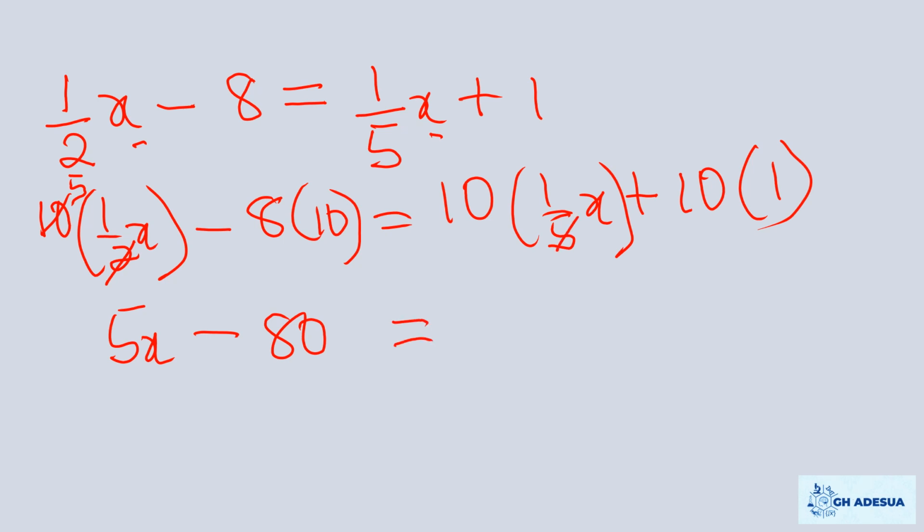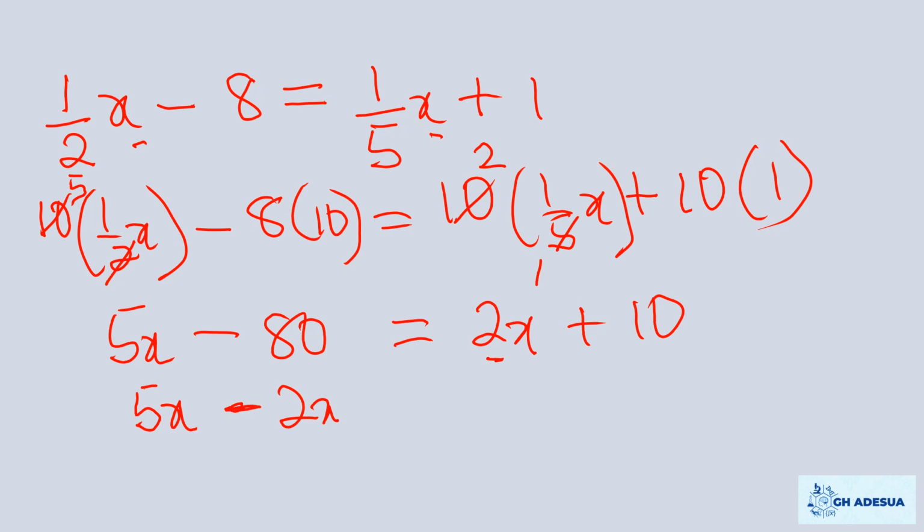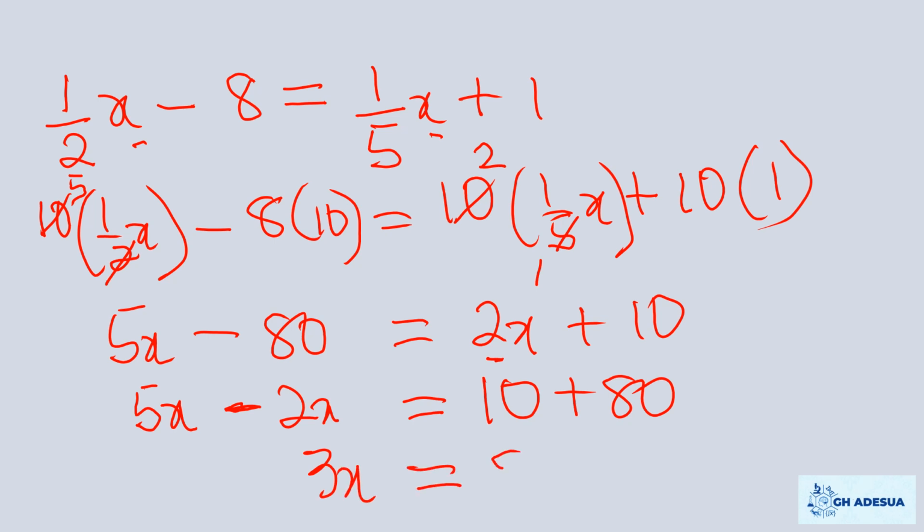It's equal to this one, 5 will go into 10, 2. That will be 2x, and then plus 10. At this point, we've been able to take out the fractions or the denominators, so we'll group like terms. So we have 5x, this will move to the left hand side, minus 2x is equal to 10 on the right hand side, the minus 80 will cross, becomes plus 80. 5x minus 2x is 3x, 10 plus 80 is 90. So we have 3x equal to 90.